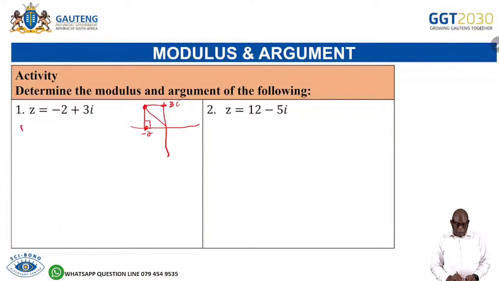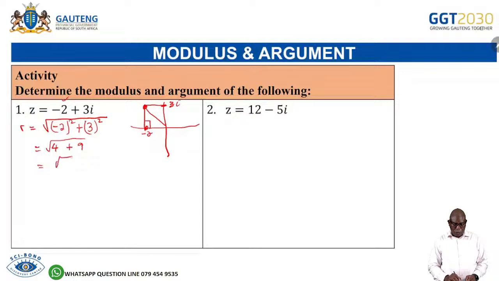So my r is going to be the square root of my a, which is -2 squared, plus b, which is 3. Please do not take the i, okay? Leave the i, because I know the 3 is associated with the i. Then I'll have 4 plus 9 under the square root, and the answer is square root of 13. So that's my r.